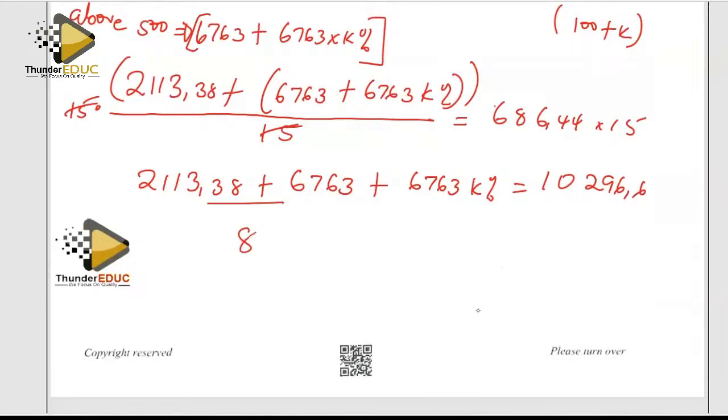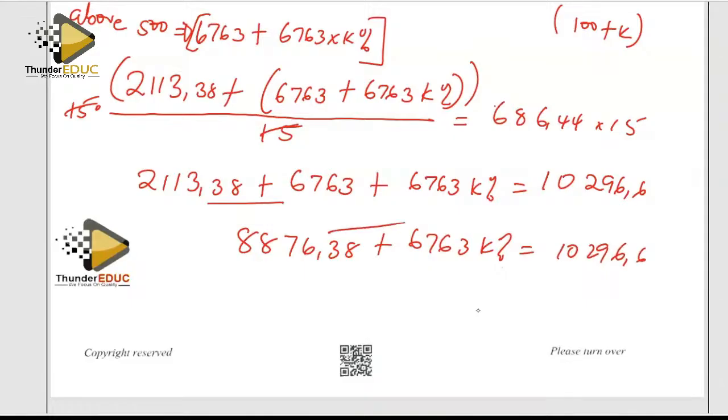Let's add this together. We're going to get 8876.38 plus the 6763K% is equal to 10296.6. Let's move this to that side. It will be a subtraction.